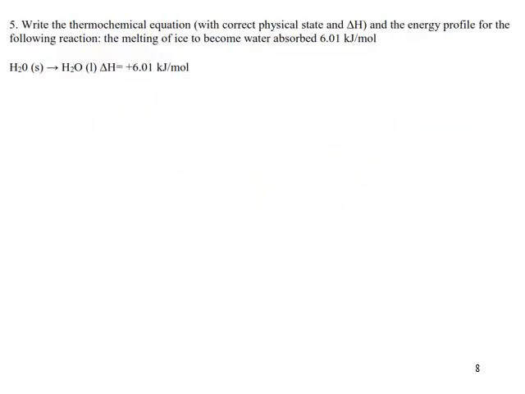Write the thermochemical equation with correct physical state and delta H and the energy profile for the following reaction. The melting of ice to become water absorbs 6.01 kilojoules of heat. So apparently they already give us the thermochemical equation. So once again, I want you to analyze this equation. The per mole here once again is referring to the solid ice.